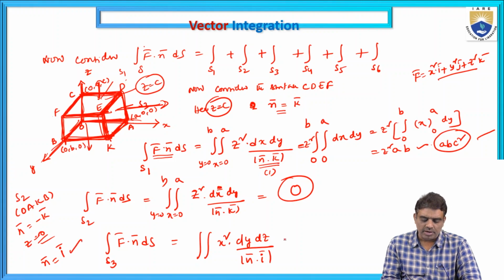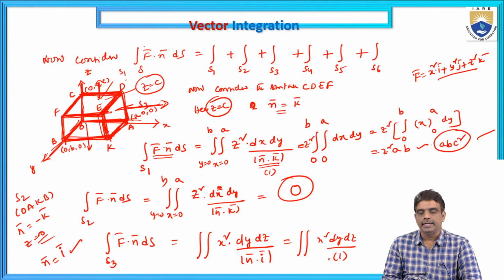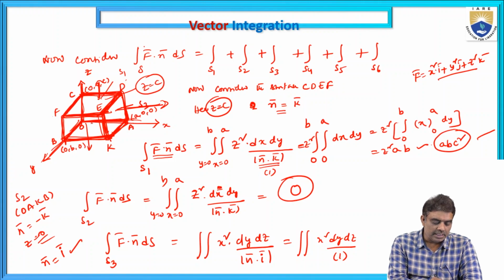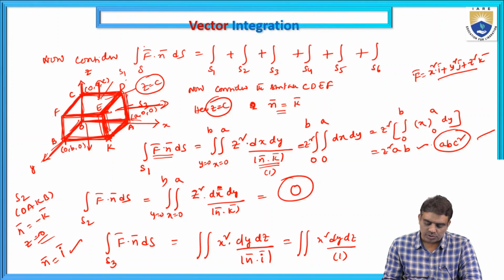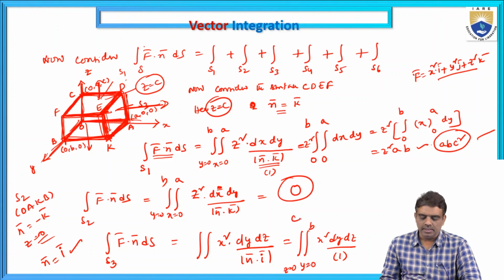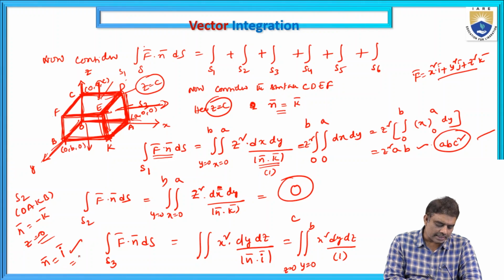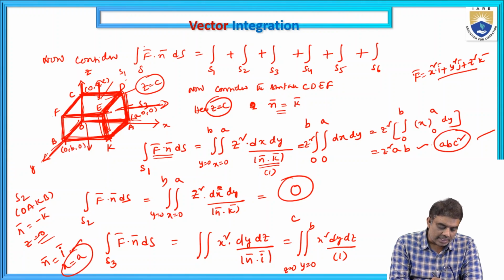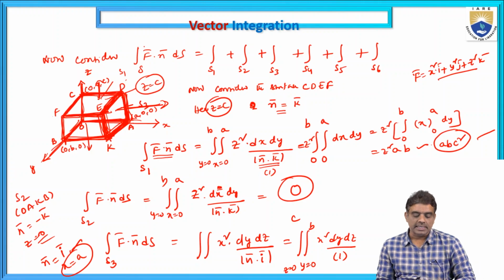Because n bar is equal to i bar, this value is x square dy dz, and the denominator is equal to 1. For this plane, y varies from 0 to b and z varies from 0 to c. And what is the value of x here? X is equal to a. What is the equation of this plane? X is equal to a, because it is a plane at a distance a from the origin. That means x is equal to a.